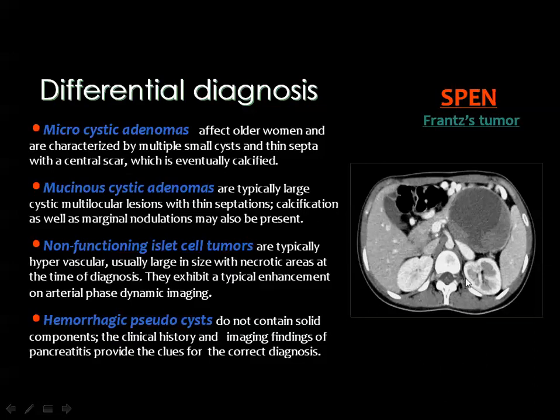Then non-functioning islet cell tumors, like the examples you have seen, are typically hypervascular. They are usually large with necrotic areas at the time of diagnosis, and you see significant enhancement. Hemorrhagic pseudopancreatic cysts do not contain a solid component, of course. They contain fluid and hemorrhage, and they are seen in the course of acute pancreatitis. And the clue for the correct diagnosis is the clinical data and the laboratory findings.